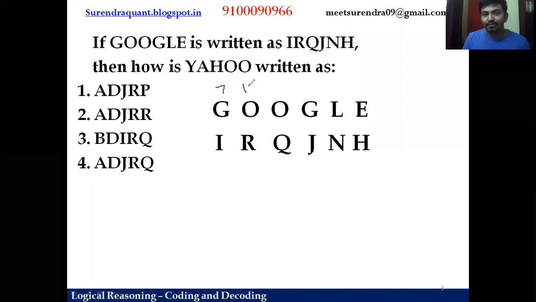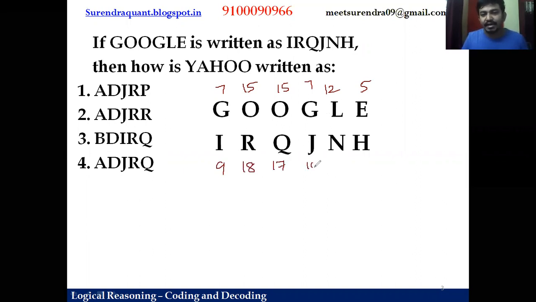We know that G is 7, O is 15, O is 15, G is 7, L is 12, E is 5. Why? Because we are very familiar with the numbers. By observing the numbers, you can quickly say how much each letter is shifted. Now I is 9, R is 18, Q is 17, J is 10, N is 14, H is 8. Once you write down the numbers, you can quickly see the differences: +2, +3, +2, +3, +2, +3. So the logic is that one is +2, then +3, and the +2, +3 sequence repeats.